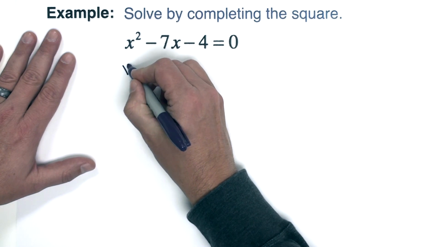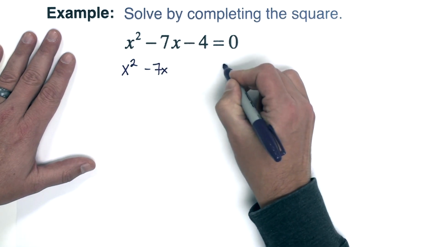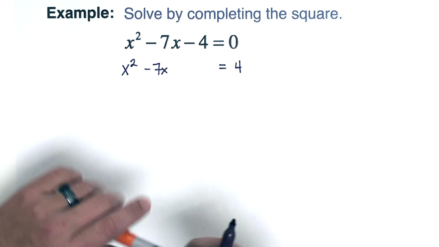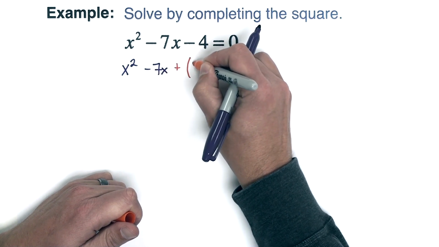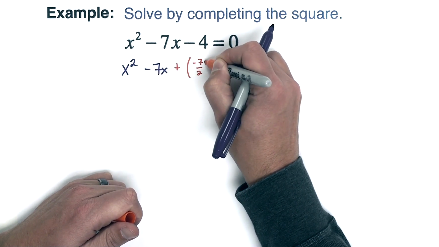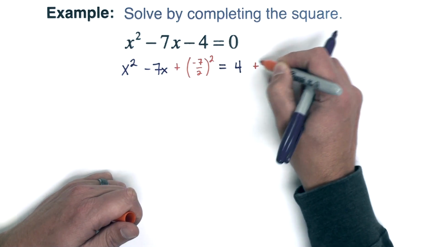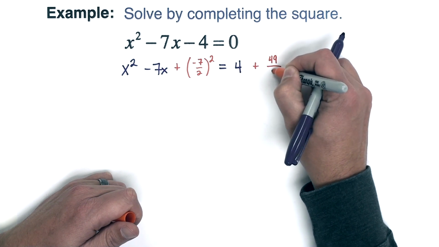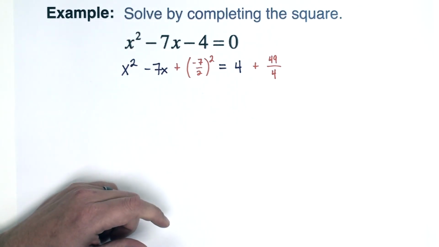So I begin by isolating these x's. X squared minus 7x, leave yourself some room, equals 4. We're going to add to both sides. Half of -7 is -7 halves squared. I got to add the same thing over here. -7 squared is 49. 2 squared is 4. So I'm adding the same number to both sides.